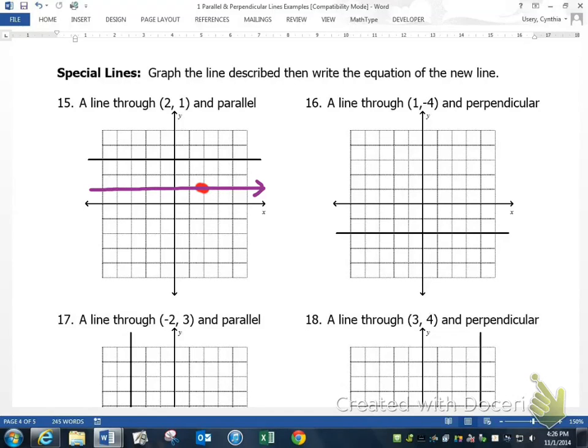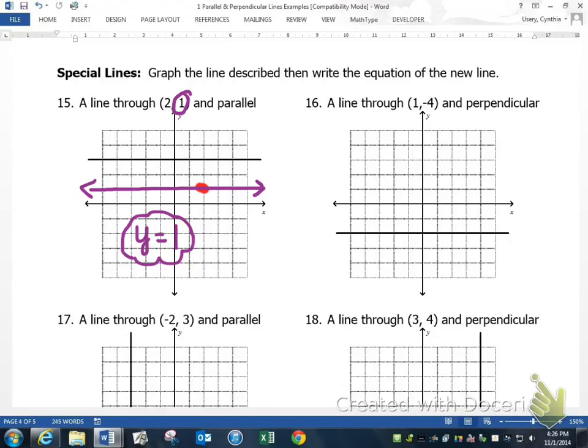Now remember, when we write equations of special lines, horizontal lines only go through the y-axis, therefore they only have a y in them. It goes through the y-axis at 1, so this equation would be y equals 1. You can also get that number from the ordered pair. It would be the y value of your ordered pair.